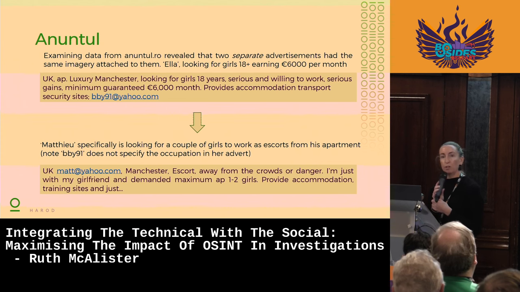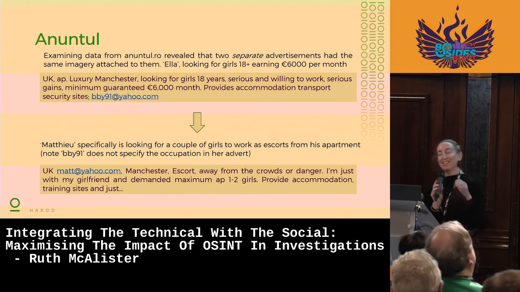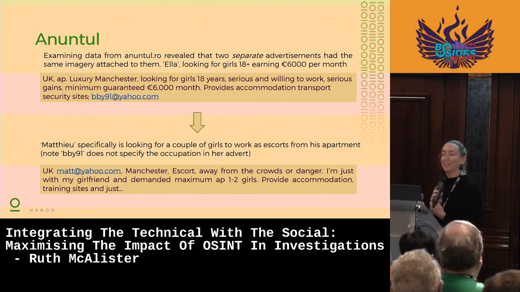In this example, you can see from the website that there is an email address, bby91@yahoo.com, looking for girls 18 years who are serious and willing to work, and they are guaranteed 6,000 euros a month. Now, would that be a red flag to anybody? Yes. If I earned 6,000 euros a month, I probably would not be standing here. So, yes, that is a definite red flag, of course.